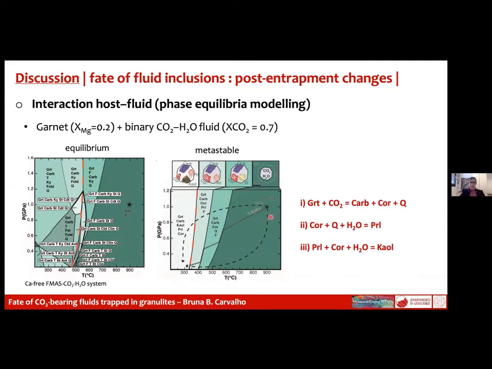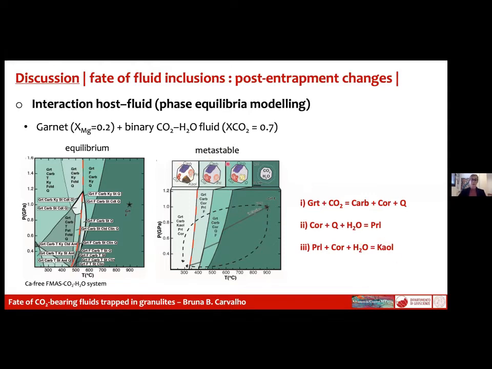So initially, after the entrapment, the binary fluid will react with the host. The CO2 is going to react to form carbonate, corundum, and quartz. The fluid will increase its activity in H2O, and then will react with corundum and quartz to form pyrophyllite. Then we will have an assemblage carbonate, corundum, and pyrophyllite. And finally, if this fluid has enough H2O, it will react pyrophyllite and corundum and H2O to form the kaolinite.